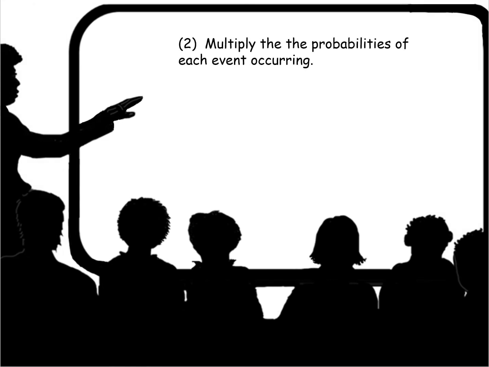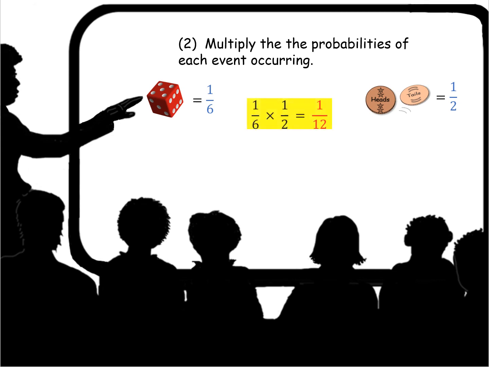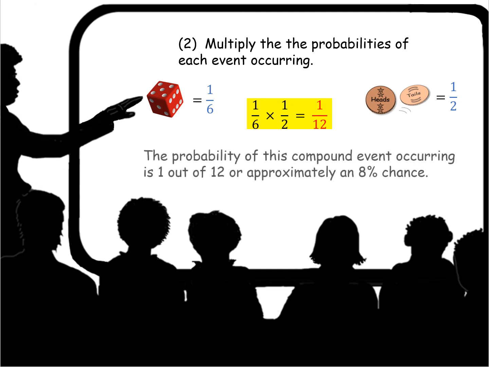Well, the next thing we do is we multiply the probabilities of each event occurring. So 1/6 for the die and 1/2 for the flipping of a coin. That is 1/6 times 1/2, which is 1/12. The probability of this compound event occurring is 1 out of 12, or approximately an 8% chance.